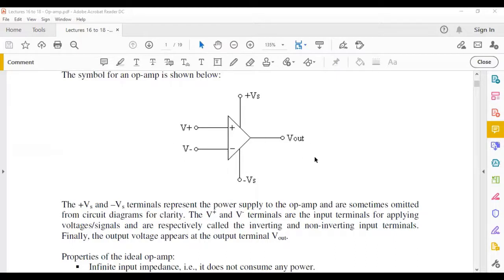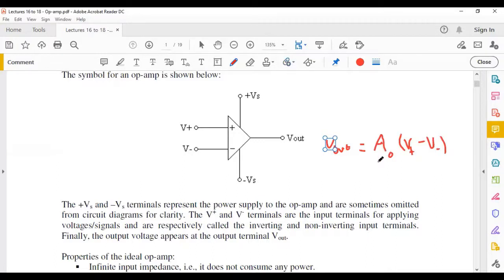Now, important for us is to understand the relationship between V plus, V minus, and your V out. Your V out is very simply related to your input by a gain, which is called the open loop gain. We'll understand that later. So A naught is the open loop gain, multiplied by the difference between your V plus and your V minus. So that's very simply the relationship between your input and your output.